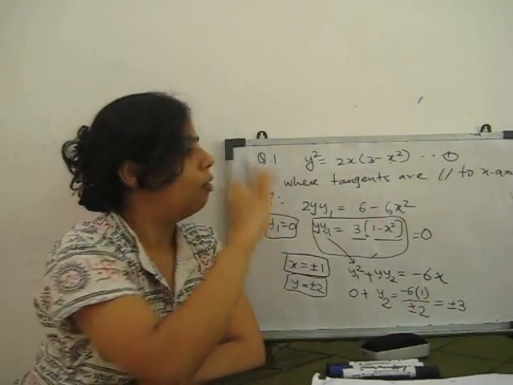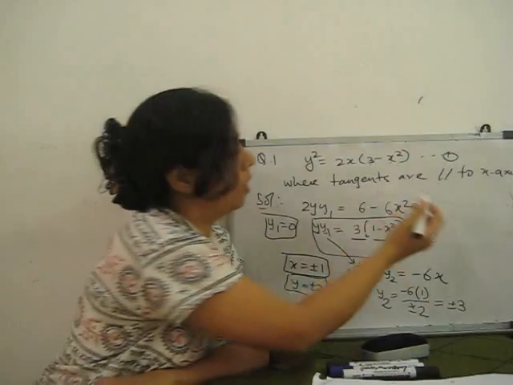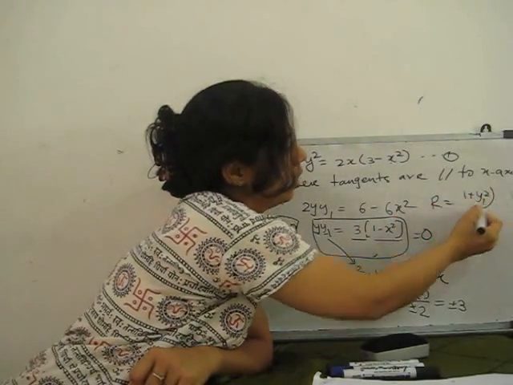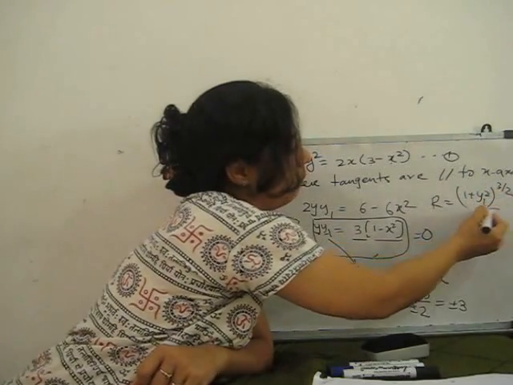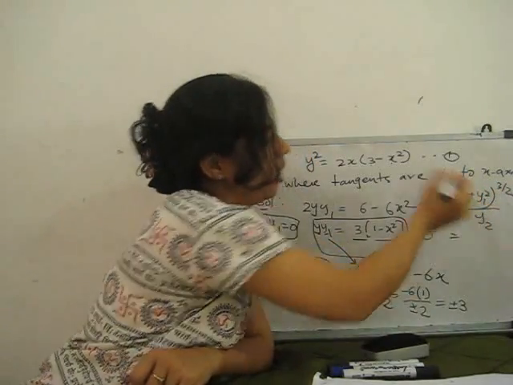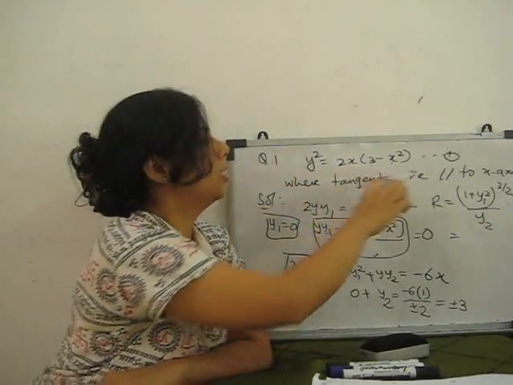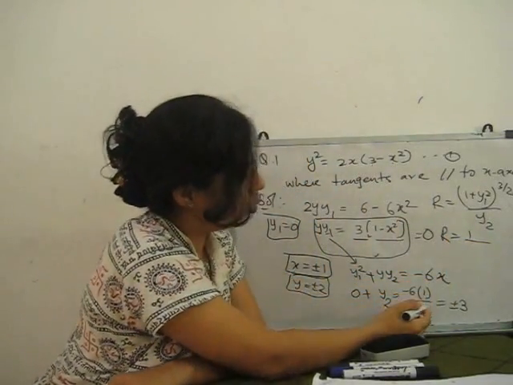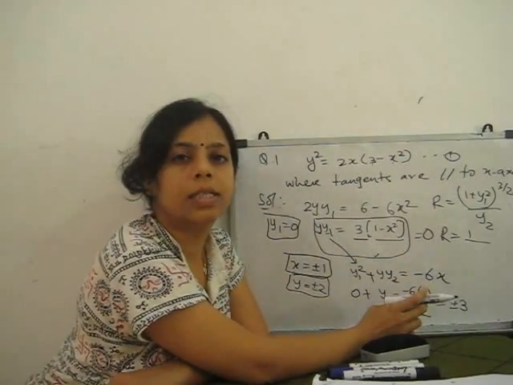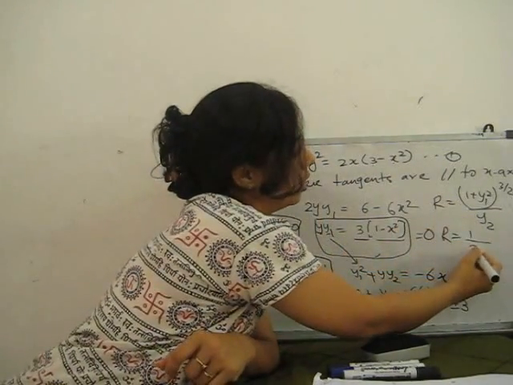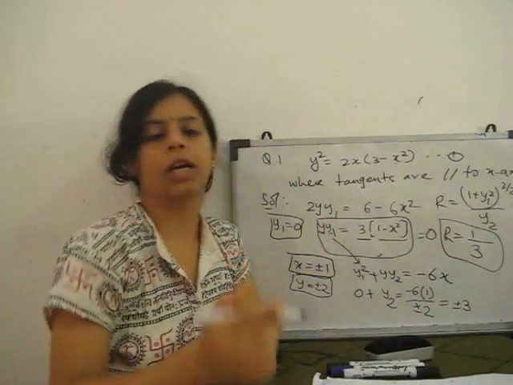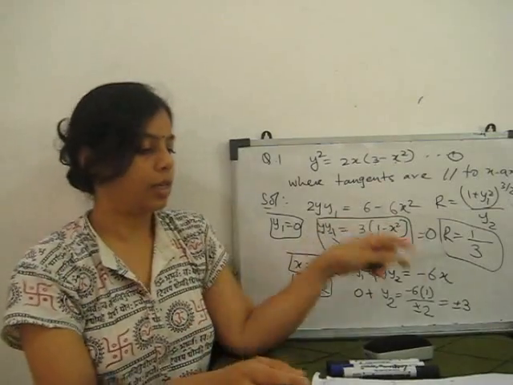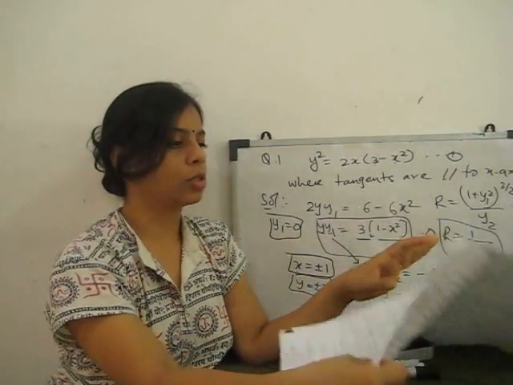Consider the value. Now what is the formula for our radius of curvature? R is equal to (1 plus y1 square) to the power 3 by 2 upon y2. Here our y1 is 0 because tangents are parallel to the x-axis. So it gives R equal to 1 by y2, modulus of this, always consider its positive value. So it is 3. So the radius of curvature at that point is equal to 1 by 3. Clear? So with the help of this we can solve.